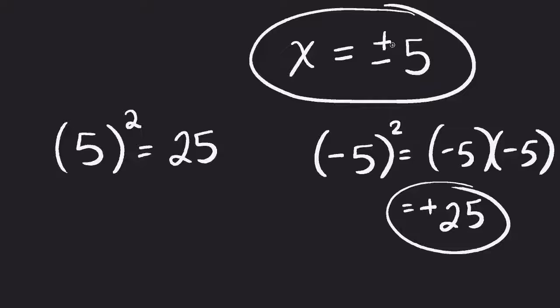Therefore, when I solve it, I get plus or minus. I get both those answers as a final solution. So simplify, you'll only get the positive. Solve, you'll get both.